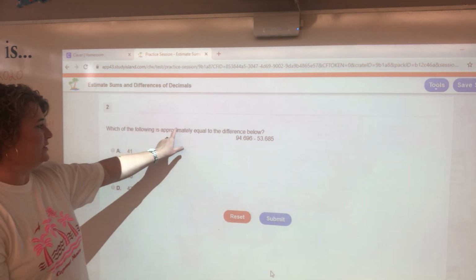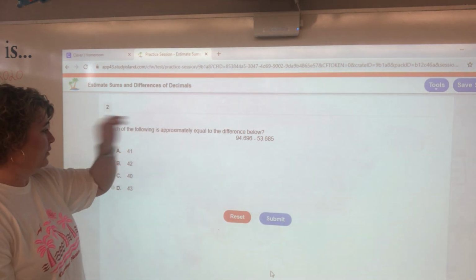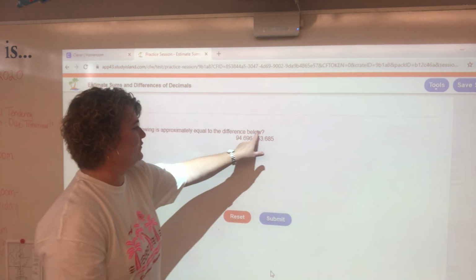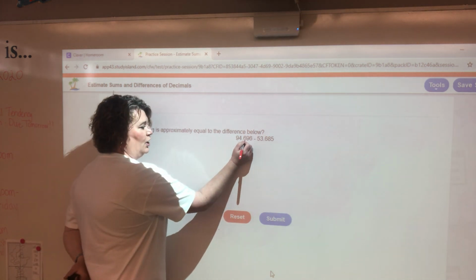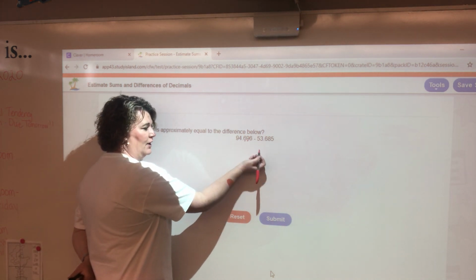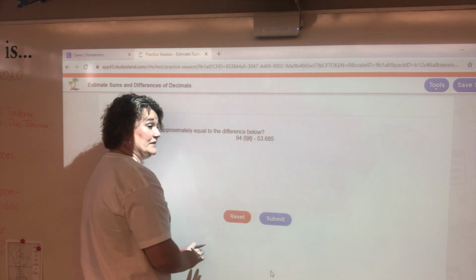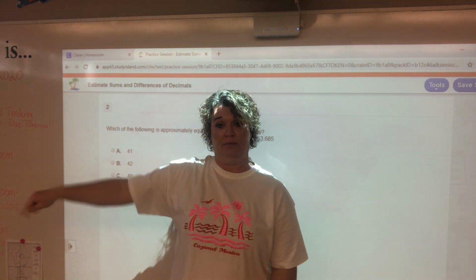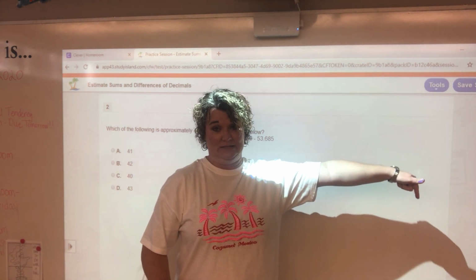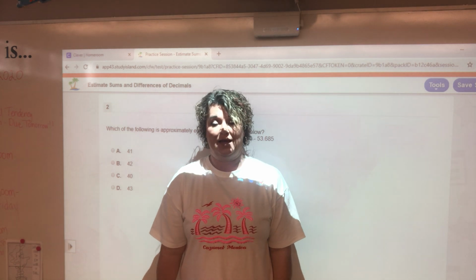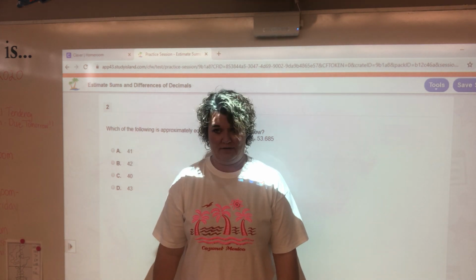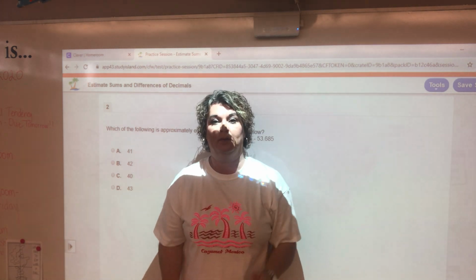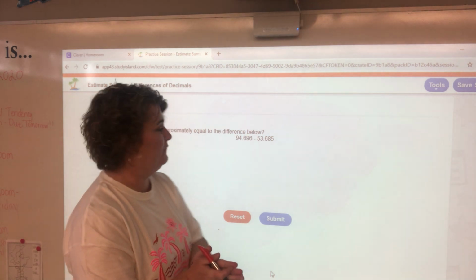Which of the following is approximately, there's your key word, that means we're estimating, we're rounding. Which of the following would round equal to the difference below? Now look, this time, you've got the tenths, the hundredths, and the thousandths, because we've got 3 places. So over here's 0, over here's 1,000. Where would the halfway mark be this time? 500, because 500 plus another 500 would get you 1,000. That's how you know the halfway mark is 500 this time instead of 50.